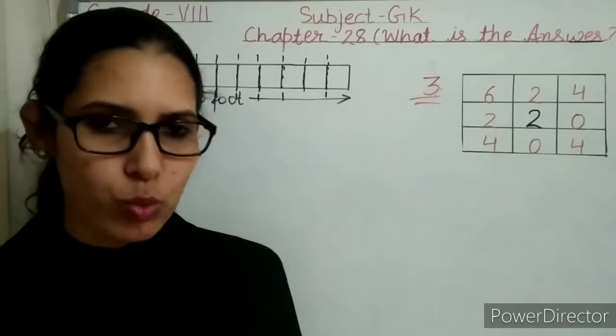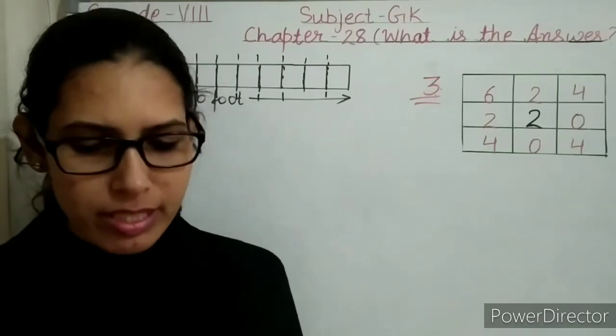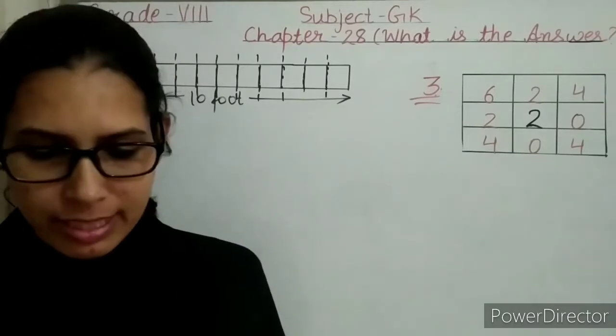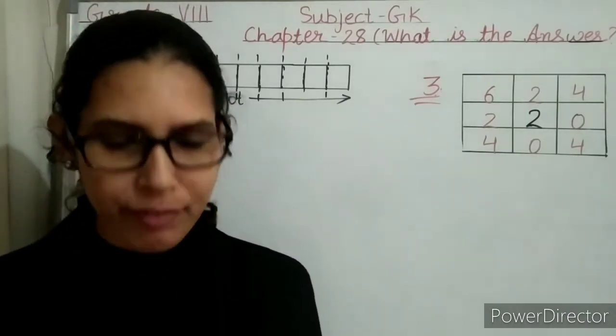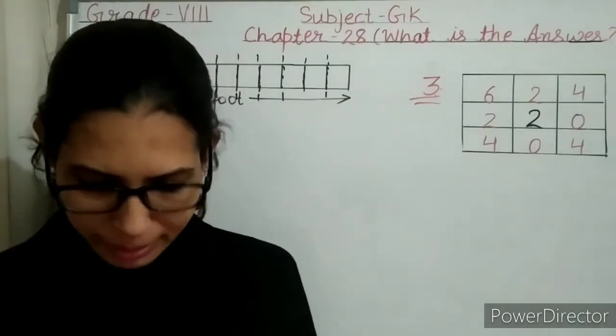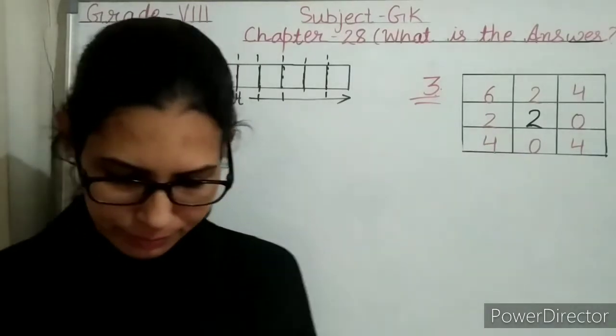The name of the chapter is What is the Answer? This chapter is of the unit Thinking and Number Skills. Chapter number 28 is given on page number 39. So open your GK book, page number 39.